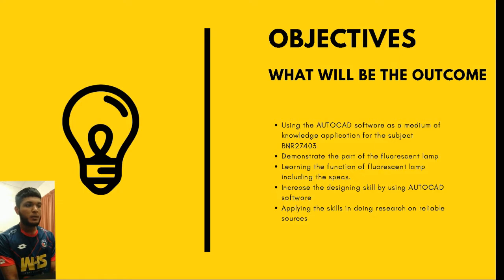Okay, the next one, increase the designing skill by using AutoCAD software. We are 5 group members. We are actually drawing 5 parts of the fluorescence lamp, which are the lamp case, ballast, starter, and the full diagram of the fluorescence lamp, where we combine all the parts. And the final one, applying the skills in doing research on reliable sources.